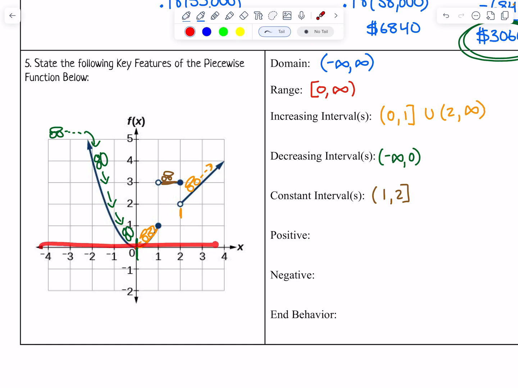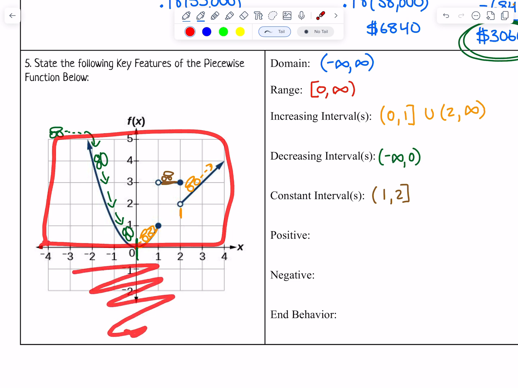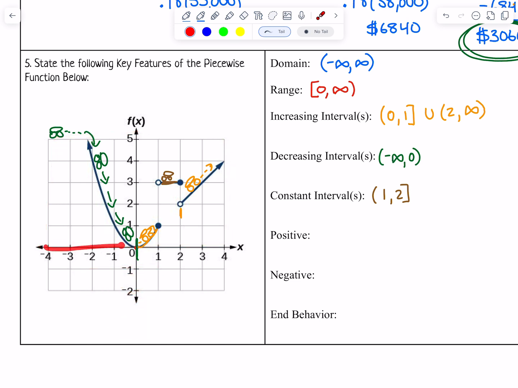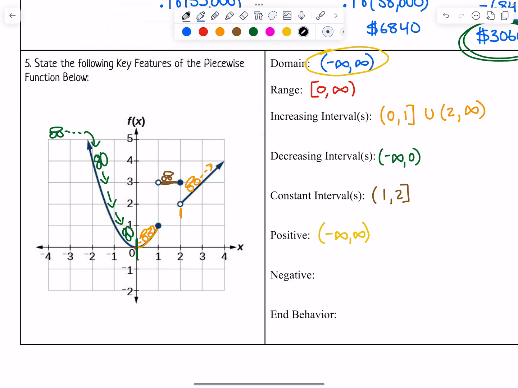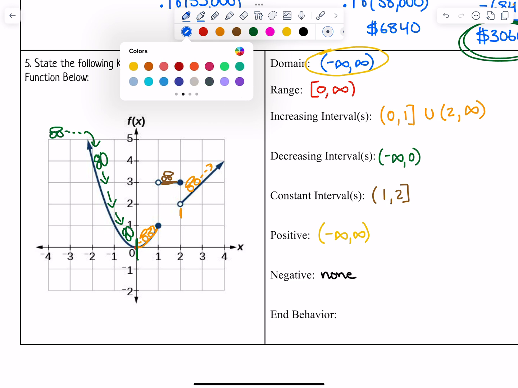Okay, so positive and negative. Positive is everything above the x-axis, and negative is everything below the x-axis. I notice in this graph, everything is above the x-axis and nothing is below the x-axis, and that can happen sometimes. So positive would basically be my domain again, because everything in this graph is above the axis. And then negative would be none, because we just don't have anything that sits below the x-axis. So that's none.